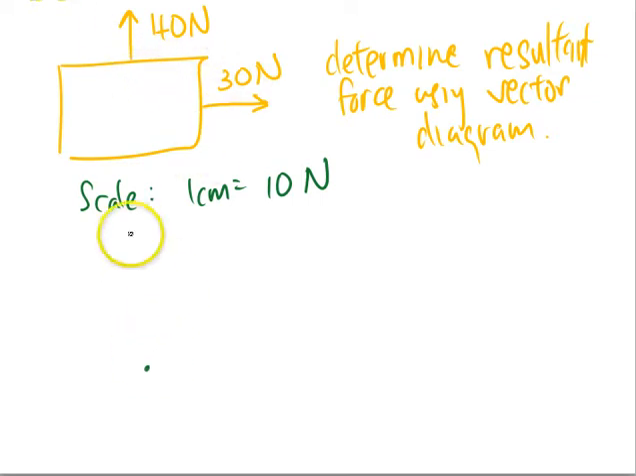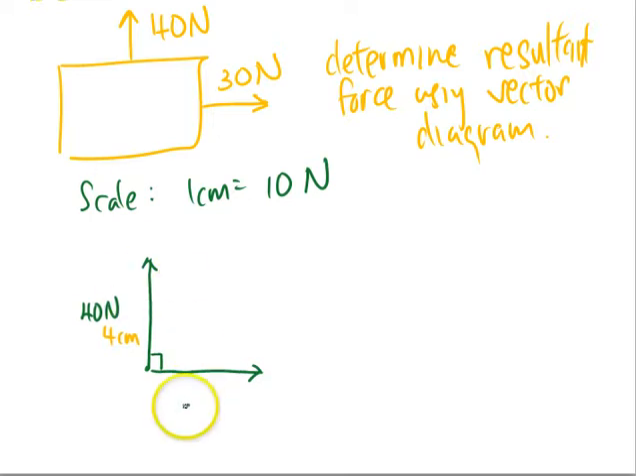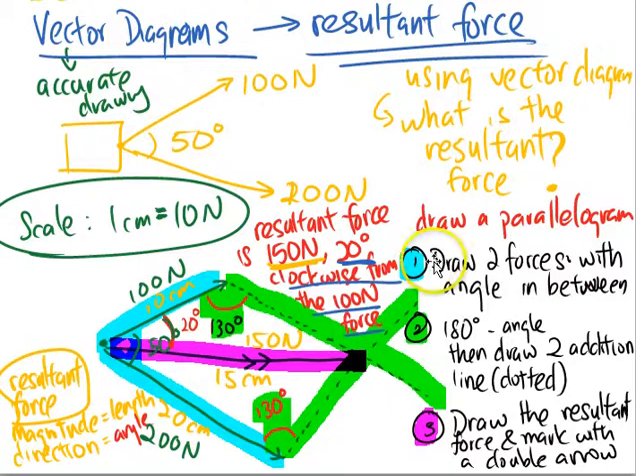So what I'm going to do is, I'm going to draw a force 40 newton upwards, measure 90 degrees, then I'll draw a force towards here. This is 40 newton, which will be 4 cm. And in this case here, this one will be 30 newton, so the length will be 3 cm. So we can see I fulfilled step 1. Draw two forces with angle in between.